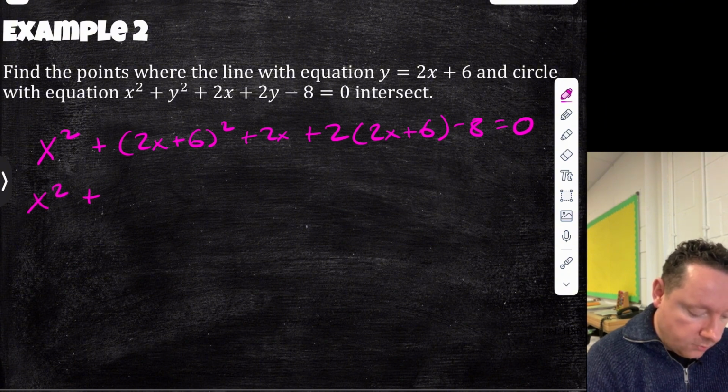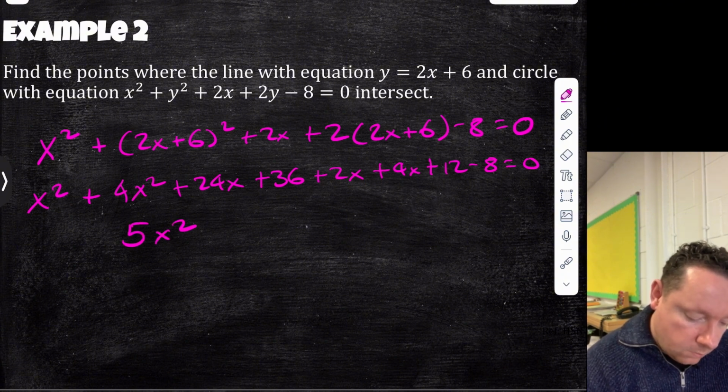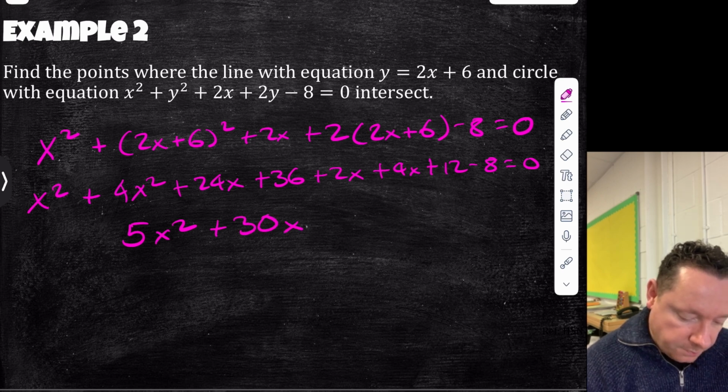2x squared, that's 4x squared. 2 times 6 is 12, so I double that to 24x. 6 squared is 36, plus 2x, plus 2 times 2x is 4x, plus 2 sixes is 12, minus 8 equals 0. Collecting our terms, we've got 5x squared, and then we've got 24x plus 2x plus 4x, which is 30x, and then the number part: 36 plus 12 is 48, minus 8 is 40. So we've got plus 40 equals 0.